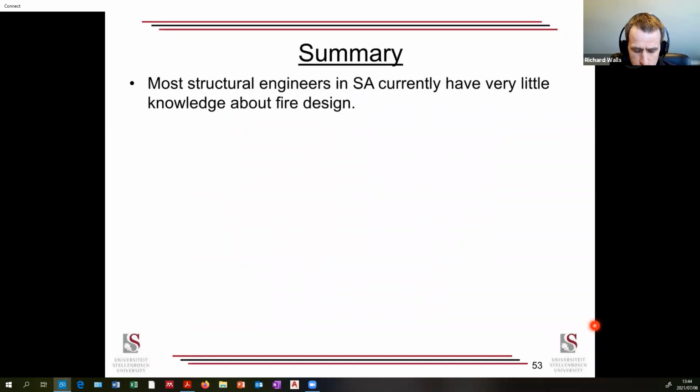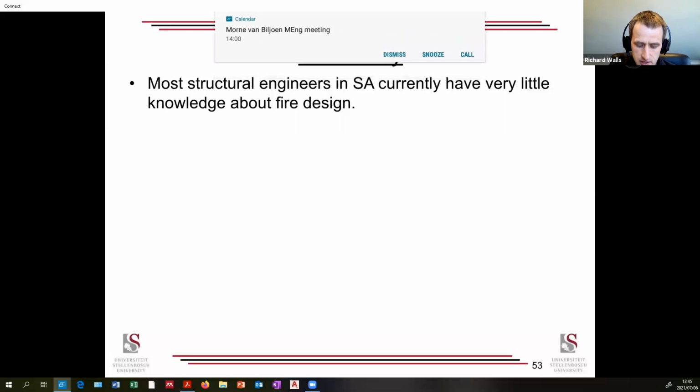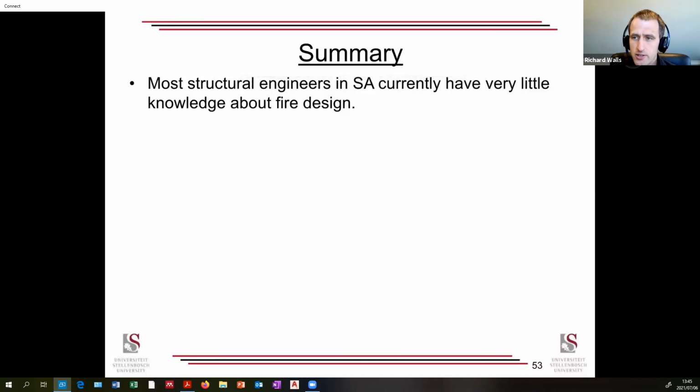So just in summary, to be perfectly honest, most structural engineers in South Africa currently have very little knowledge about fire design. I come from a consulting background and know that as a design consultant, most of the time you just leave it for the fire guy and they sort things out, and it's not your problem. And so that's one of the areas where we have a significant mismatch in our system.